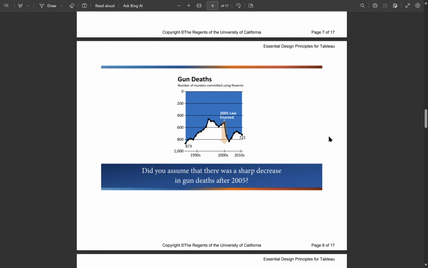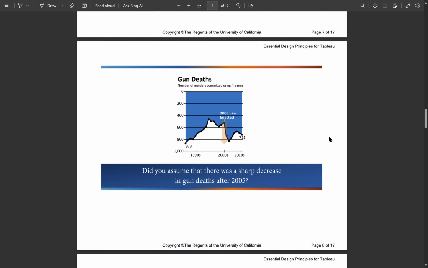Today, we'll be talking about practicing good ethics in data visualization. This is the second part of data visualization. We talked about the first part in our last lesson. In this lesson, we'll examine one more case study regarding gun deaths.